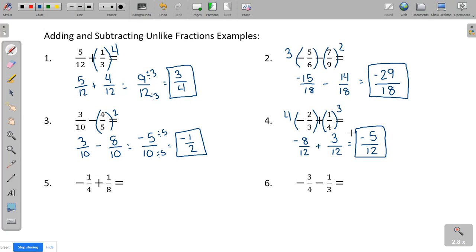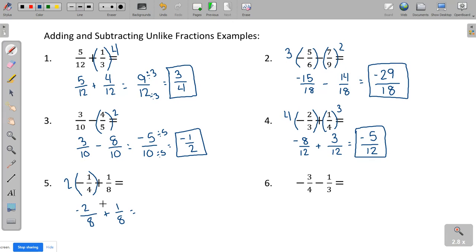Let's look at number 5. We have negative 1/4 plus 1/8. We do not have common denominator, so we need to change this 4. The 4 we can multiply by 2 to get to 8. So we're going to have a common denominator of 8 now. So 2 times negative 1 is negative 2. And we're going to add it to 1/8.